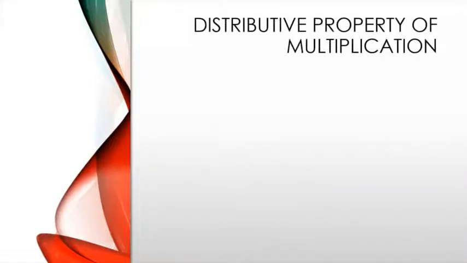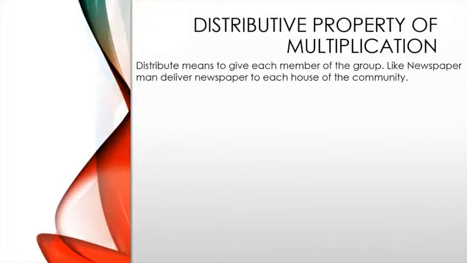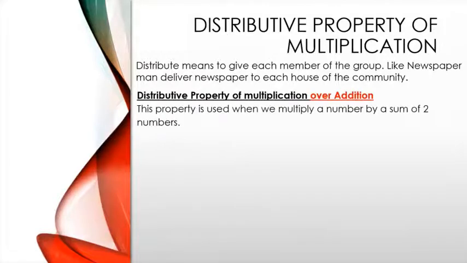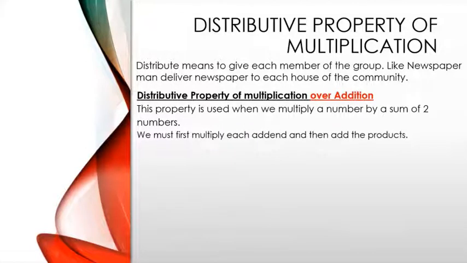Now let us learn about the distributive property of multiplication. Distribute means to give each member of the group, like a newspaper man delivers newspaper to each house of the community. Distributive property of multiplication over addition. This property is used when we multiply a whole number by a sum of two whole numbers. We first must multiply each addend and then add the products.